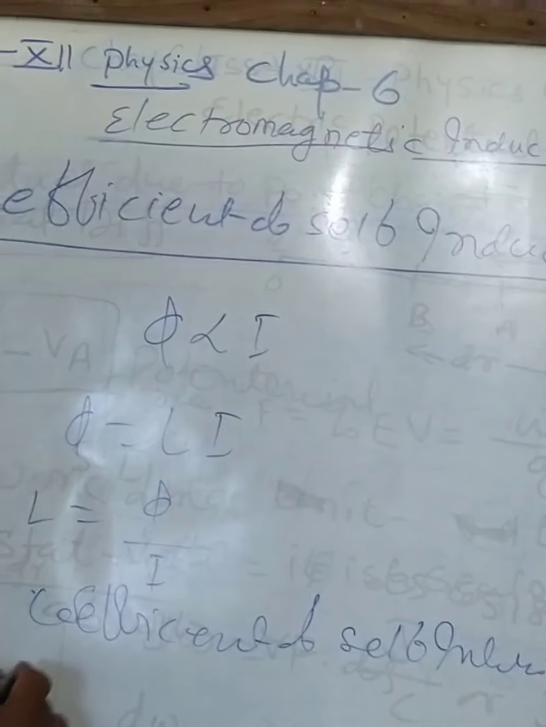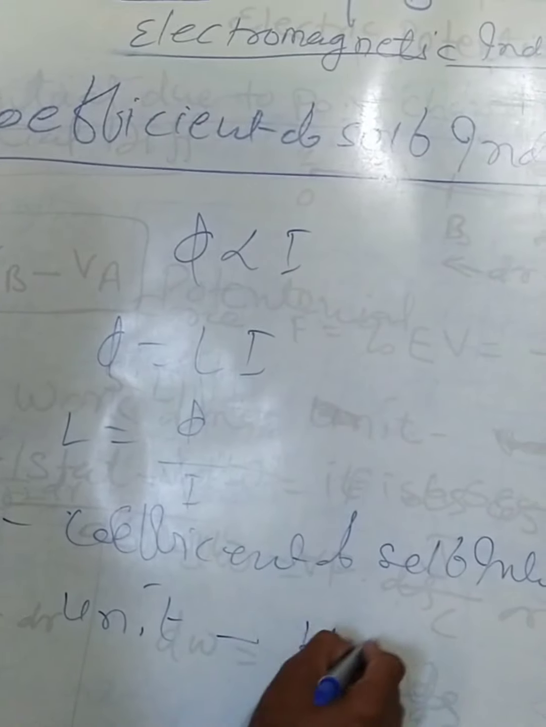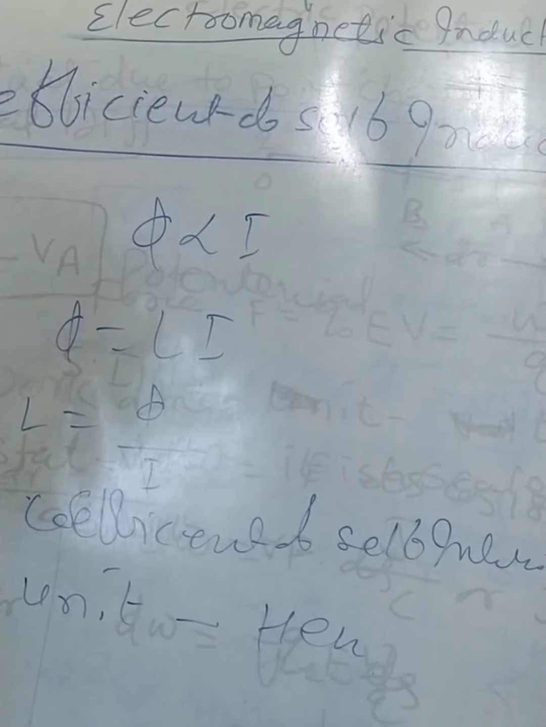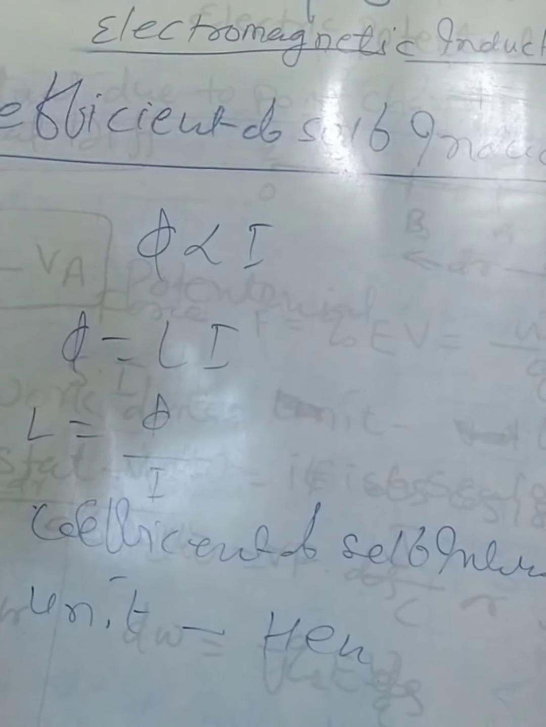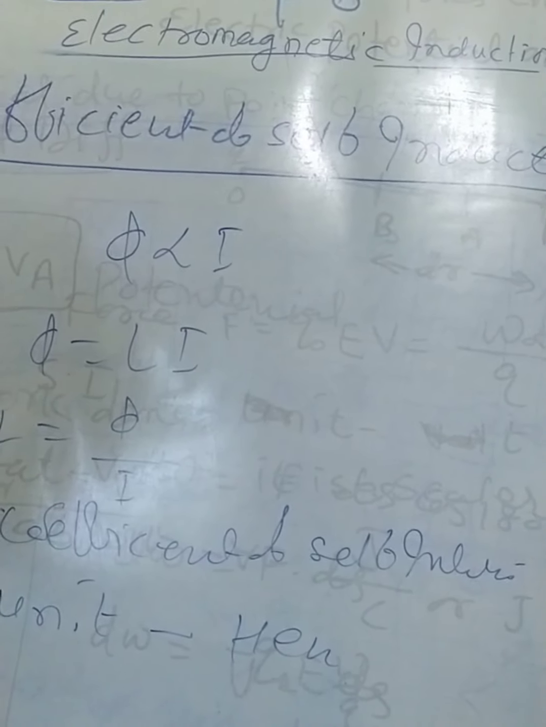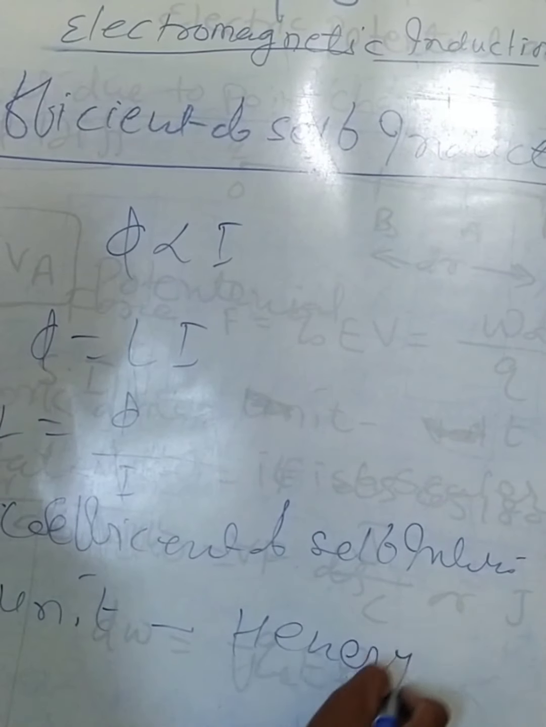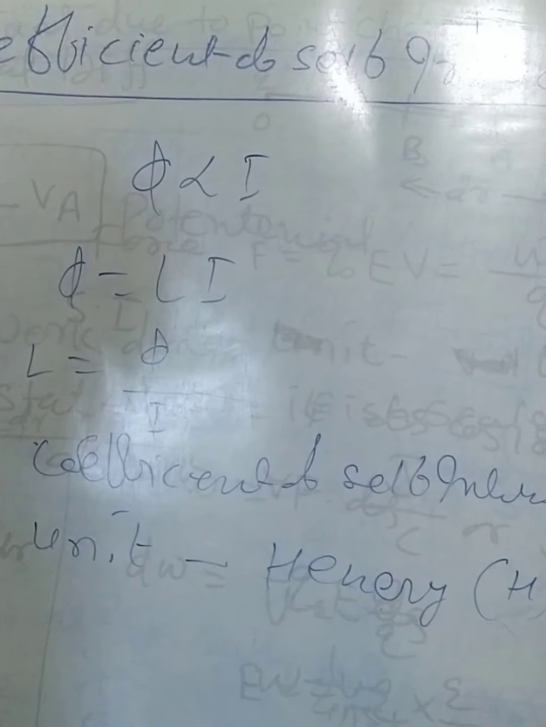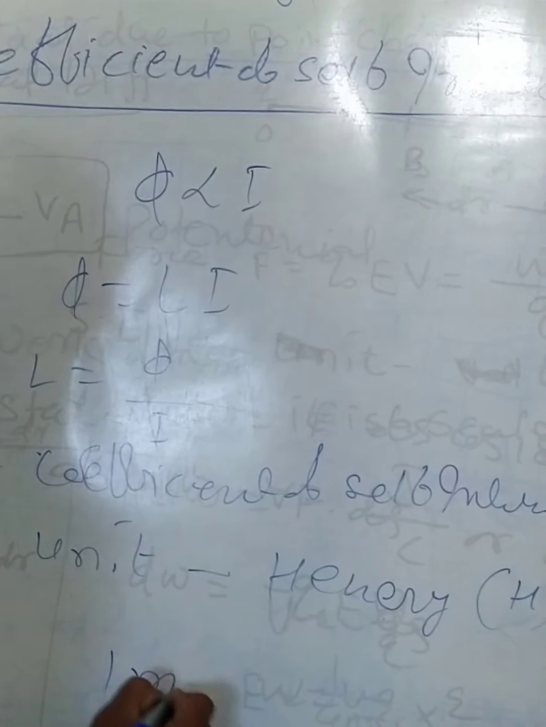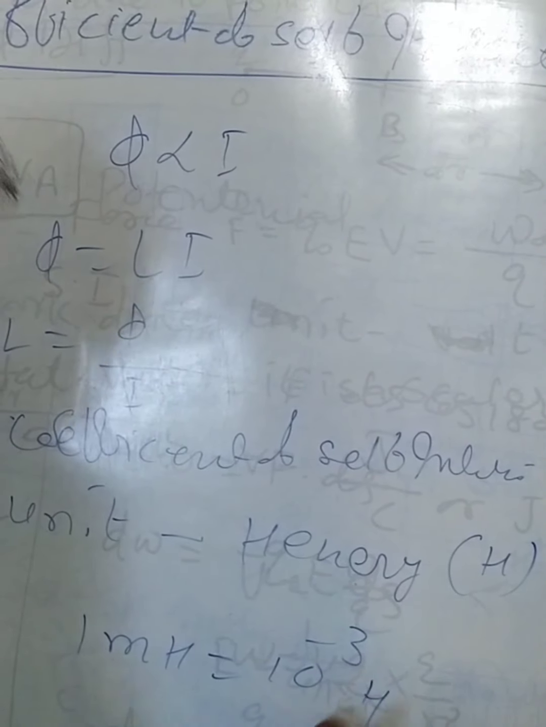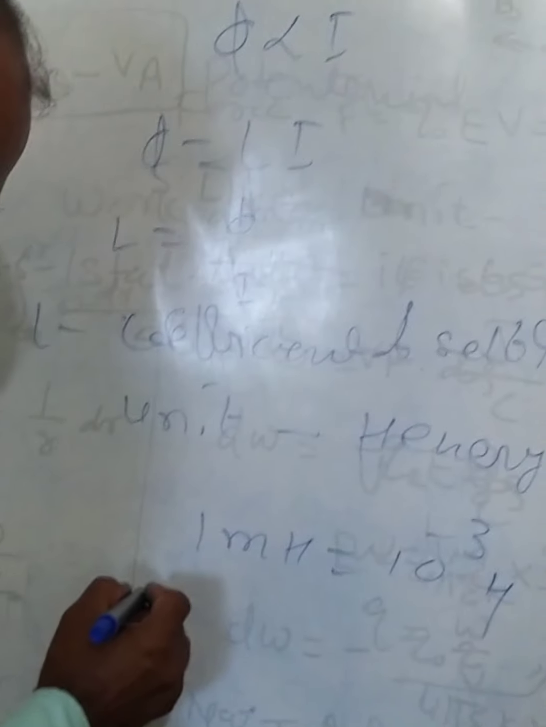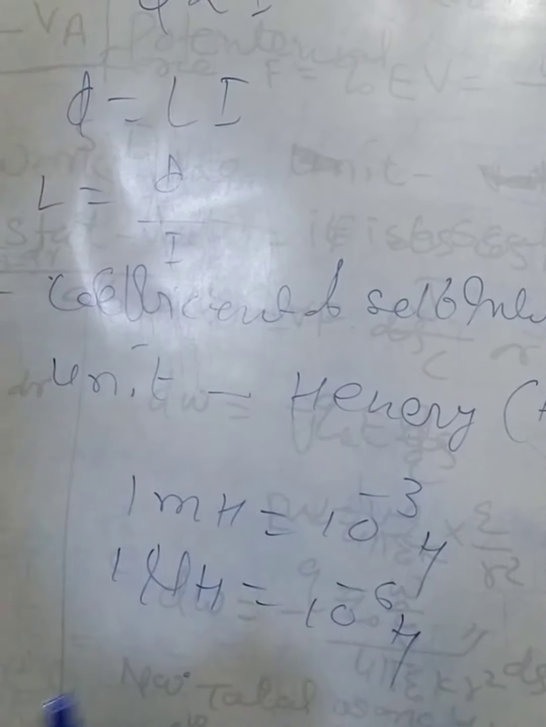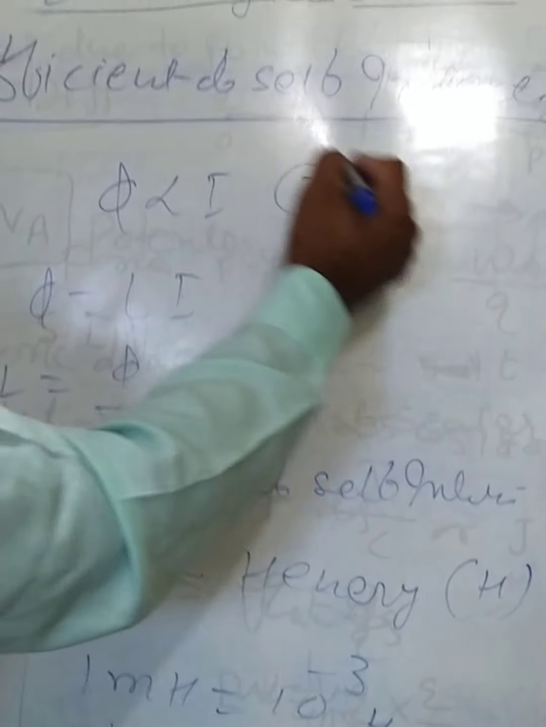Coefficient of self induction. Its unit is Henry, represented by capital H. For the relation with the millihenry, 1 millihenry is 10 to the power minus 3 Henry. For the micro Henry, 1 micro Henry is equal to 10 to the power minus 6 Henry.